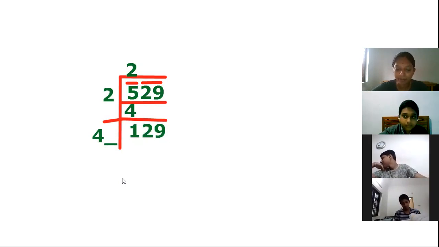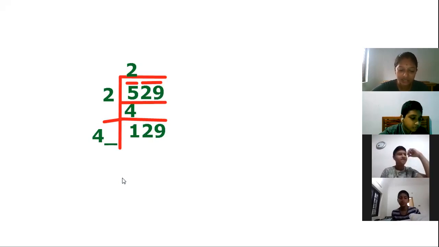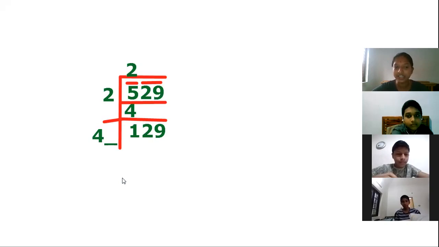And what's our next step? Guess the largest possible digit to fill the blank, which will also become the new digit in the quotient. We have to guess a number such that when the new divisor is multiplied by the new quotient digit, the product is less than or equal to the dividend. How will you guess the number? What is the condition here?